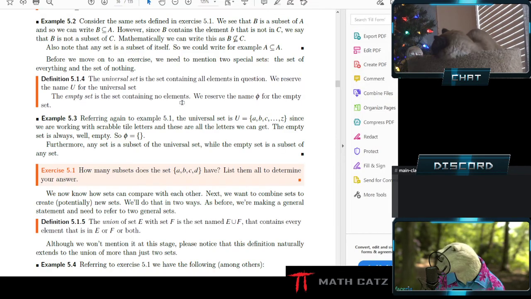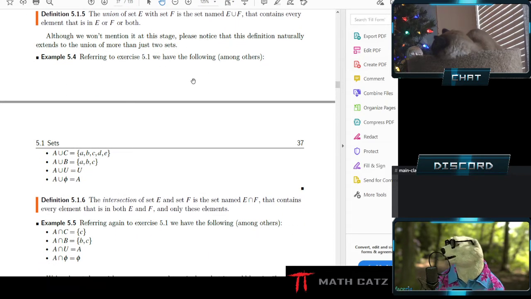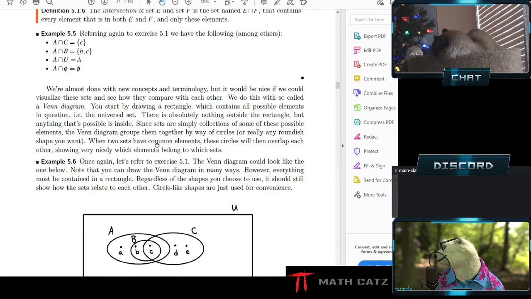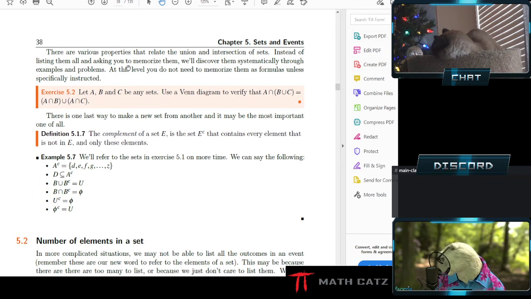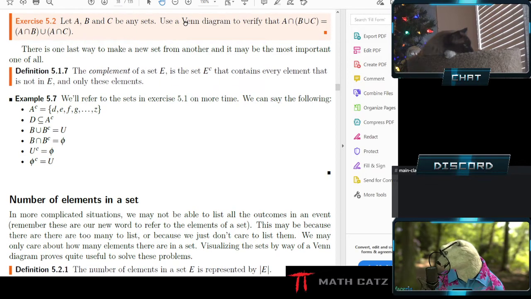Righty, let us see what is next. So in the book, there's some explanation, some examples like we've done, union, intersection, Venn diagram, all familiar things, but sometimes it's nice to see them in written form. Let's look at exercise 5.2.